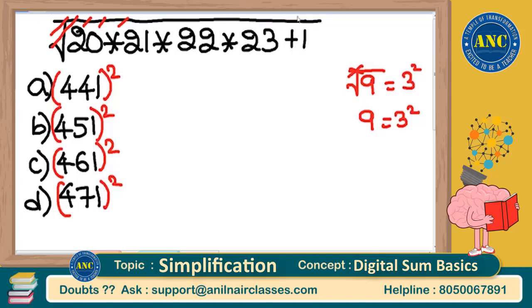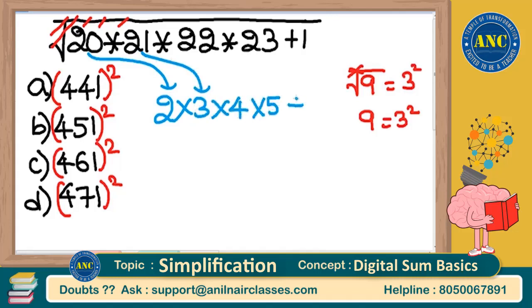I will apply digital sum. 20 digital sum is 2. 21 digital sum is 3. 22 is 4. 23 is 5, plus 1. 5 into 4 is 20. 20 into 3 is 60. 60 into 2 is 120. 120 plus 1 is 121. 121 digital sum is 1 plus 2, 3. 3 plus 1, 4. Question digital sum is 4. Answer also it should be 4.